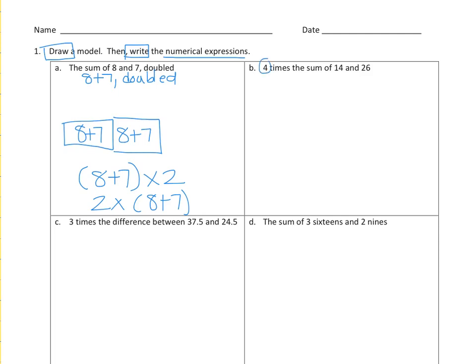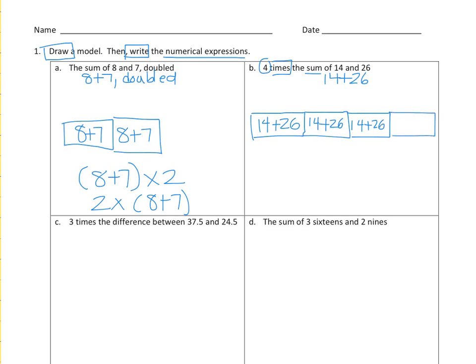B is 4 times the sum of 14 and 26. Remember, the sum means addition, so we're doing 26, not 16. And we're doing it 4 times. So we're going to go 14 plus 26. Make a little rectangular model. There's the first time. And now we've got to do it 3 more times. Notice that I'm not solving anything at all. I'm just taking what it says up above and representing it in a diagram or a model. So we did 14 plus 26 4 times.